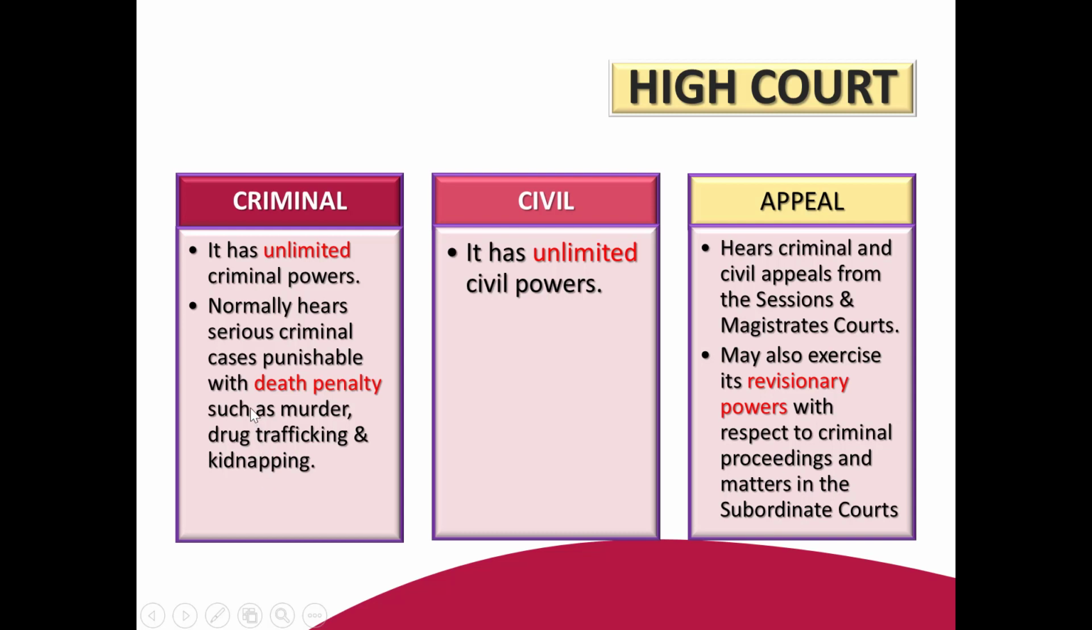So, most of the criminal cases which are brought to the High Court are cases which are punishable with the death penalty. As for the civil jurisdiction, the High Court also has unlimited civil powers. It can try any types of civil cases. And for the appeal jurisdiction, the High Court has the jurisdiction to hear criminal and civil appeals from the sessions and the magistrates courts. So the High Court will make the decision either against the decision of the subordinate courts or maybe approving the decisions which were made by the subordinate courts.